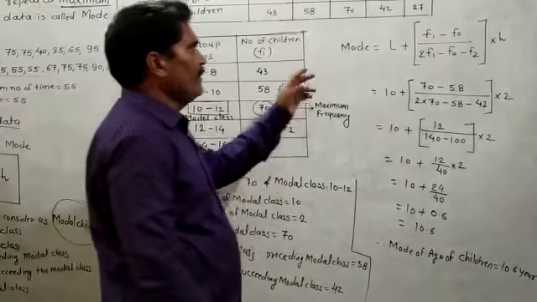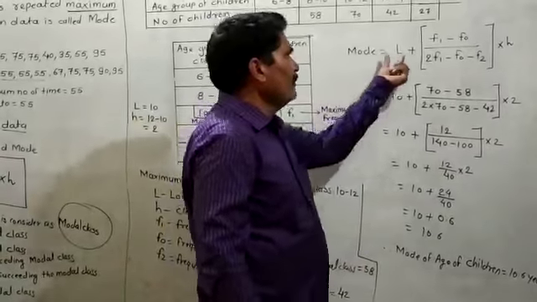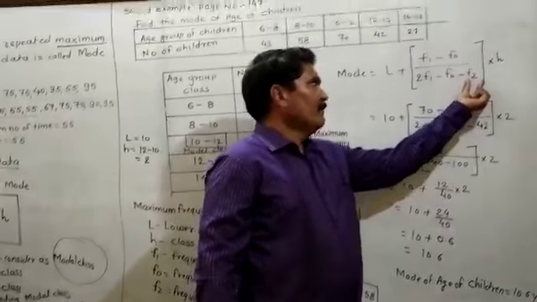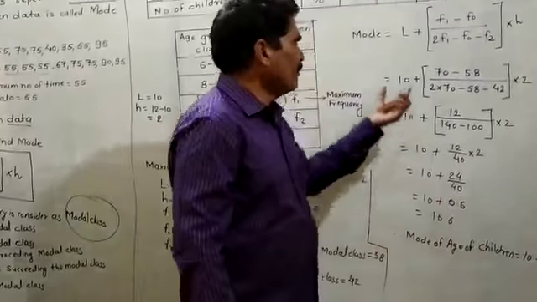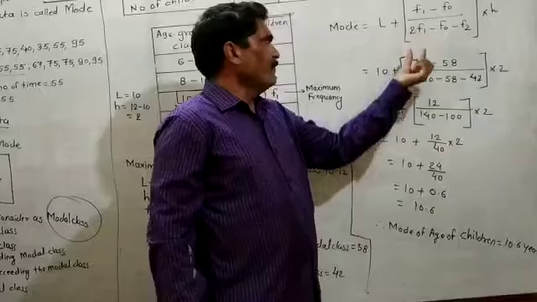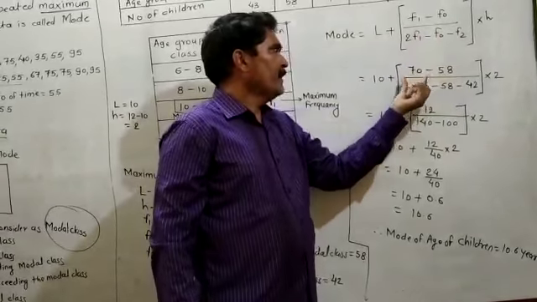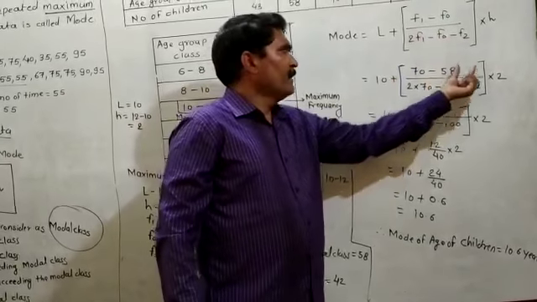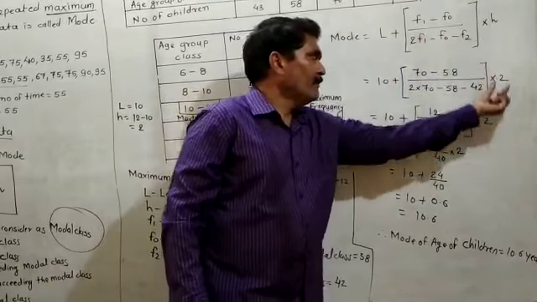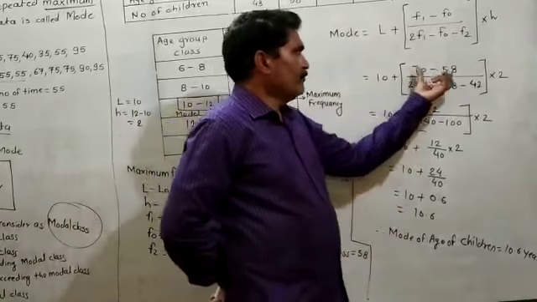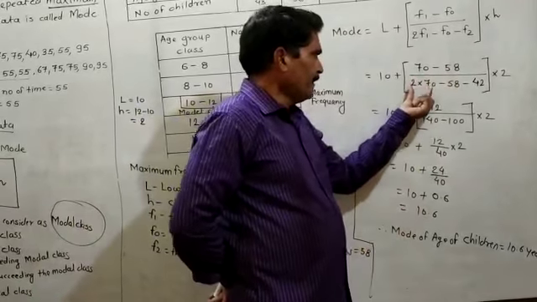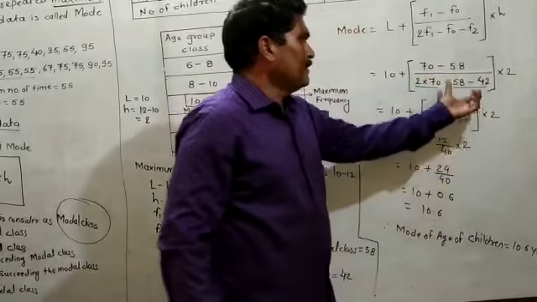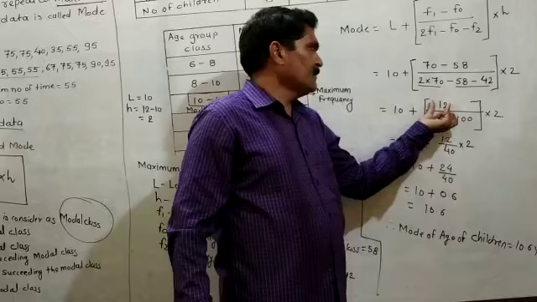For the mode you have to utilize the formula. Mode is equal to L plus (F1 minus F0) upon (2F1 minus F0 minus F2) into H. So you have to put the values. L is 10, F1 is 70, F0 is 58, upon 2 multiplied by F1 is 70, minus F0 is 58, minus F2 is 42, multiplied by class height 2. First of all you have to do the subtraction, then the product, and after that the sum. So 70 minus 58 is equal to 12.